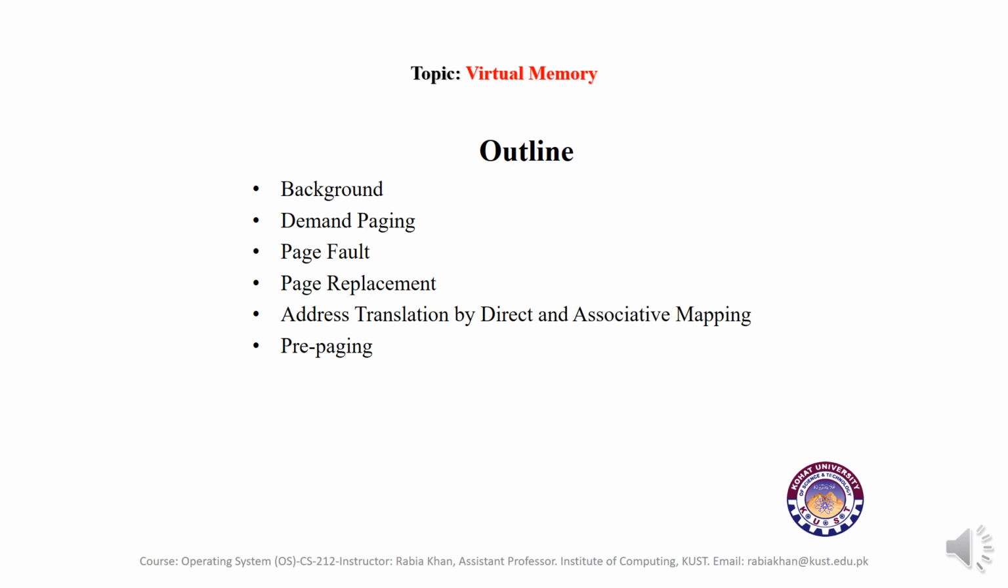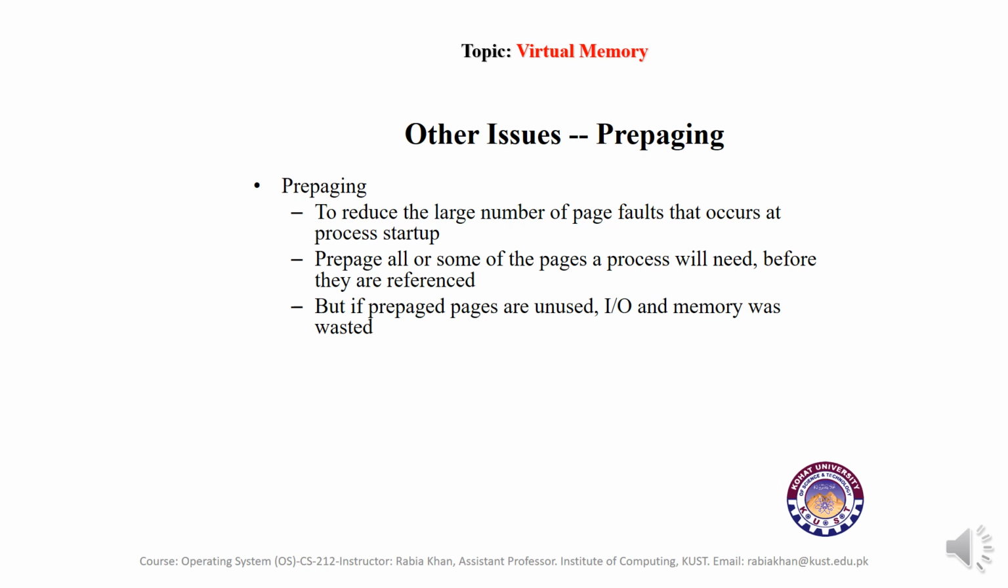The last topic of discussion in this chapter is prepaging. Prepaging is a concept in which the operating system in advance loads some of the pages to main memory in an attempt to reduce page faults. The loaded pages are those which are not yet referenced. So this may overload main memory with useless pages. Hence, prepaging may create problems for the operating system in managing main memory. So prepaging is considered an issue for the operating system.